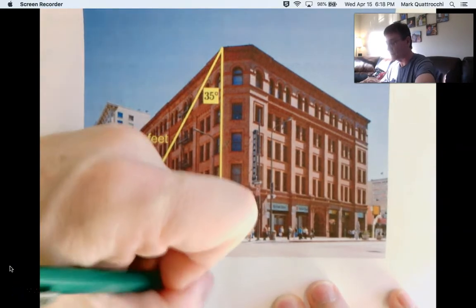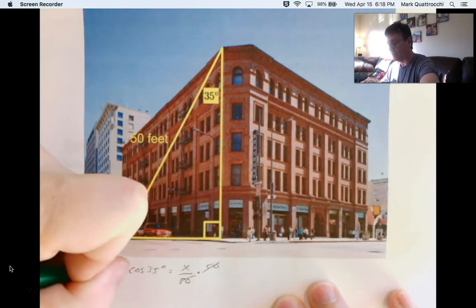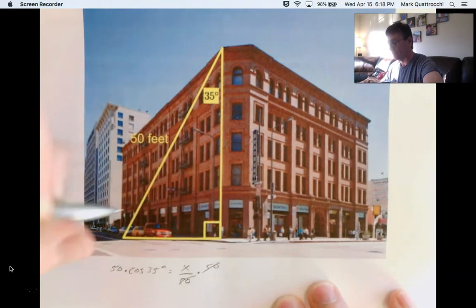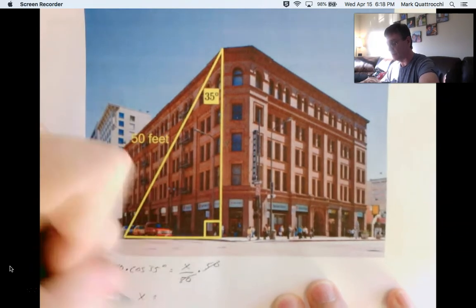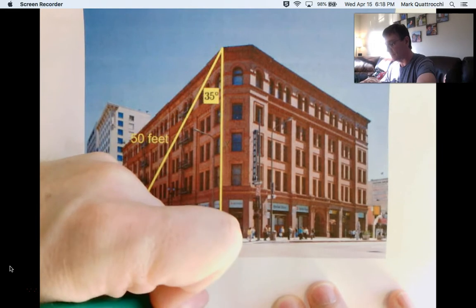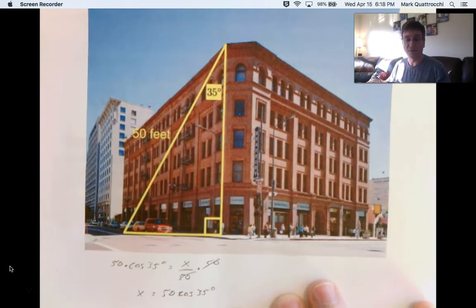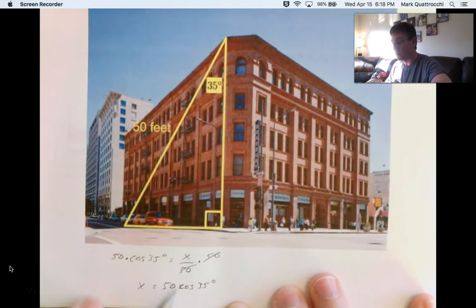To solve this for X, we're going to multiply both sides by 50. So we have X equals 50 cosine 35 degrees. Okay, now there's a few things that you have to note here.